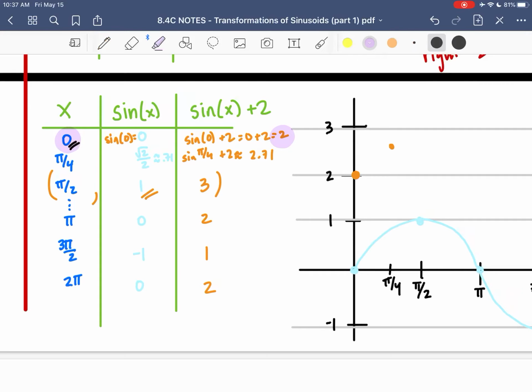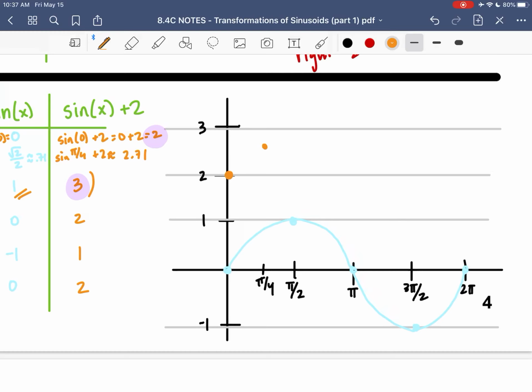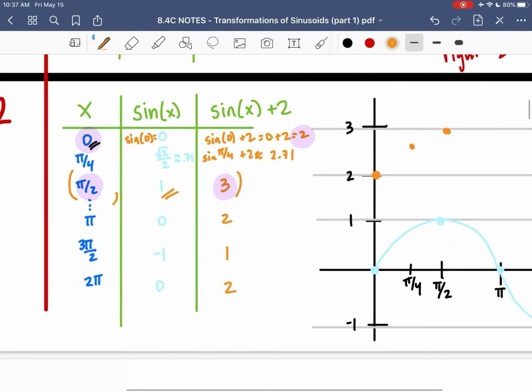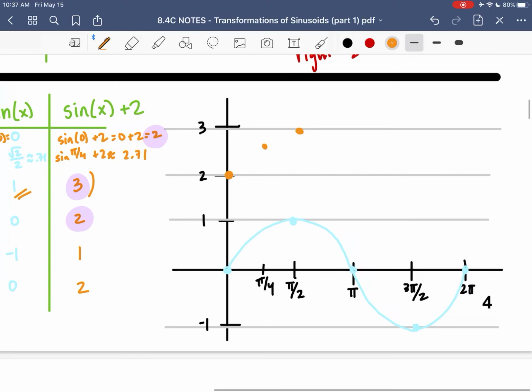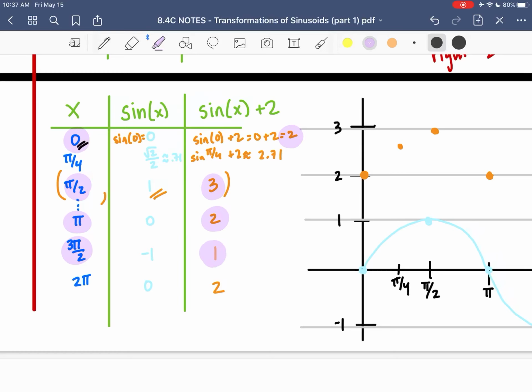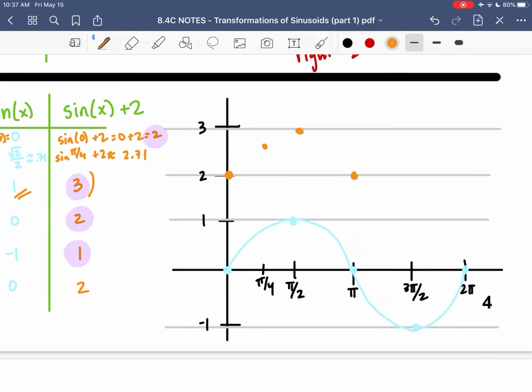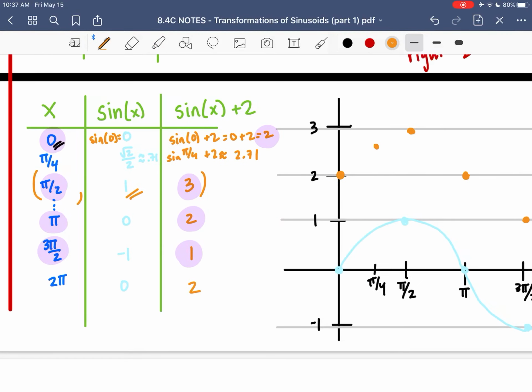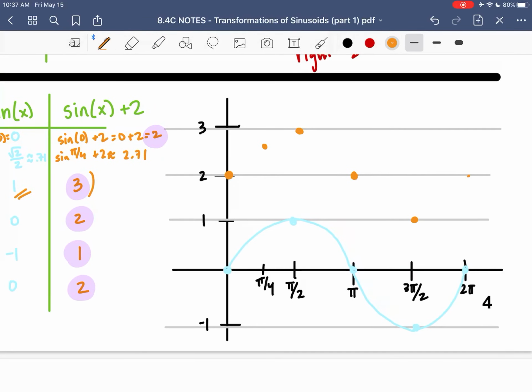So I should have the point pi halves, 3. I should have the point pi, 2. So find pi, up 2. 3 pi halves, 1. And lastly, 2 pi, 2. There. And you can see that nice sine curve in there.